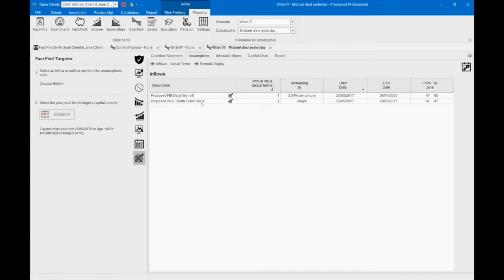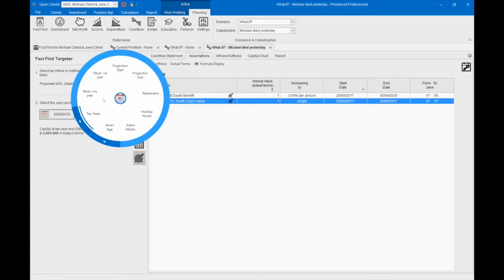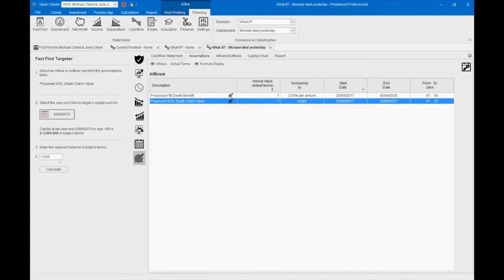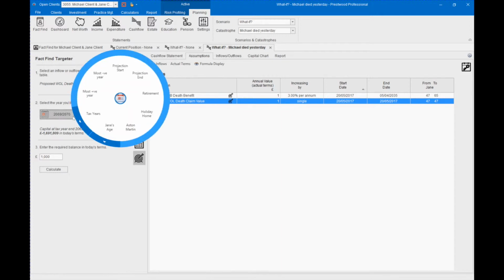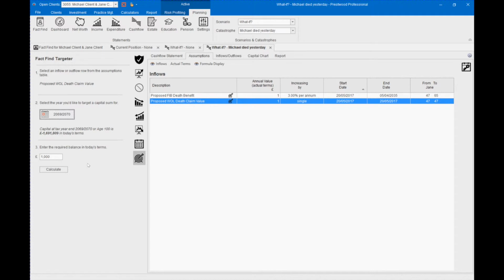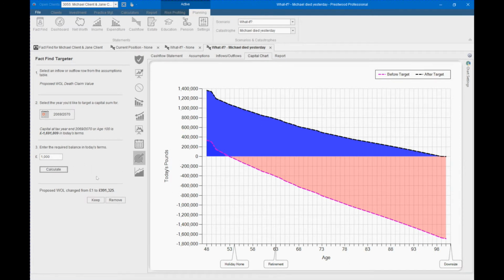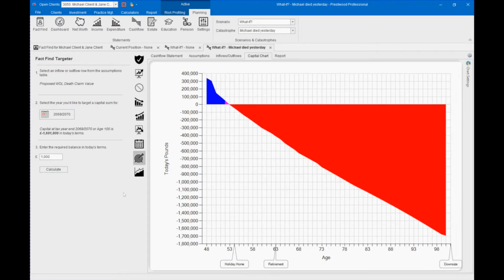So the question is, how much should these policies pay out to avoid this situation? So let's begin by making the whole of life our target. When the target is selected, you must then specify how much money the client requires and when. In this example, we've said the survivor would like £1,000 at the end of the cash flow projection. If we calculate, the results should be displayed and shown in the cash flow. We can then decide whether to keep or remove our solution.